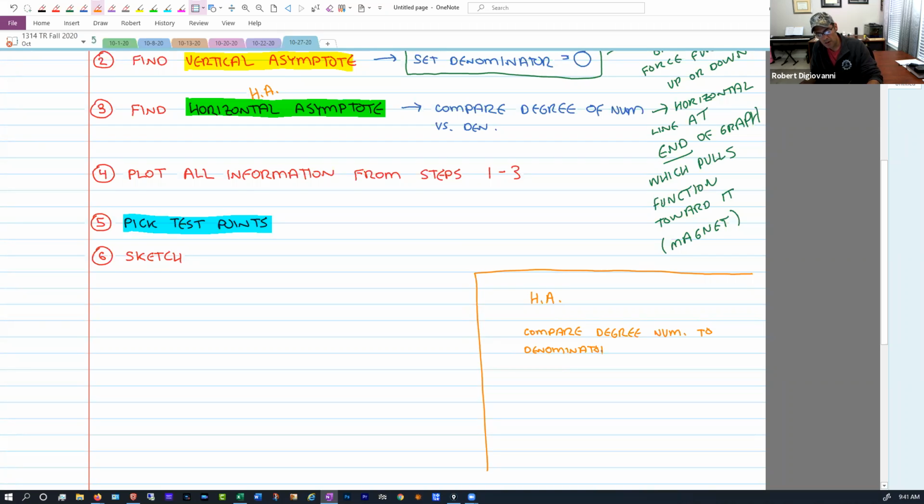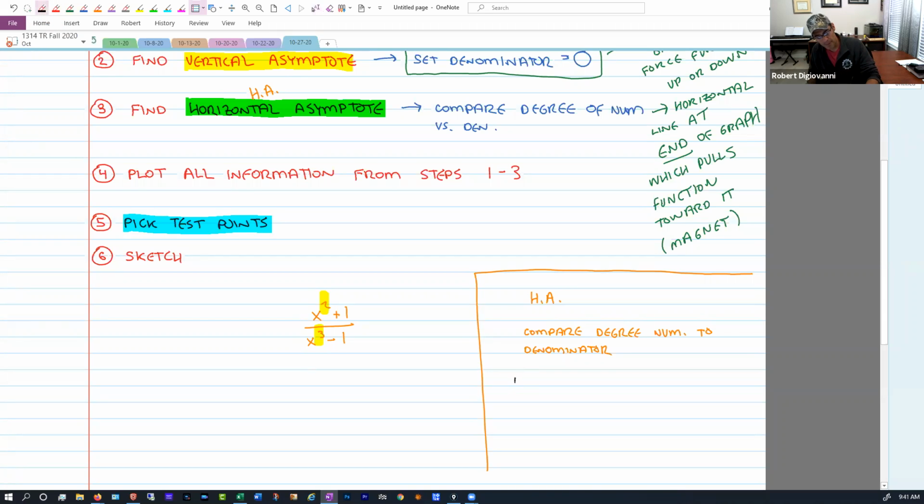So when I talk about degree, I mean the highest power of x, right? So just for example, if I had x squared plus 1 over x to the third minus 1, let's say I had that was my rational function. The degree of the numerator would be 2, and the degree of the denominator would be 3, right? It's the highest power of x you see. So you're going to look at those two numbers and you're going to compare them. And there's one of three things that could happen.